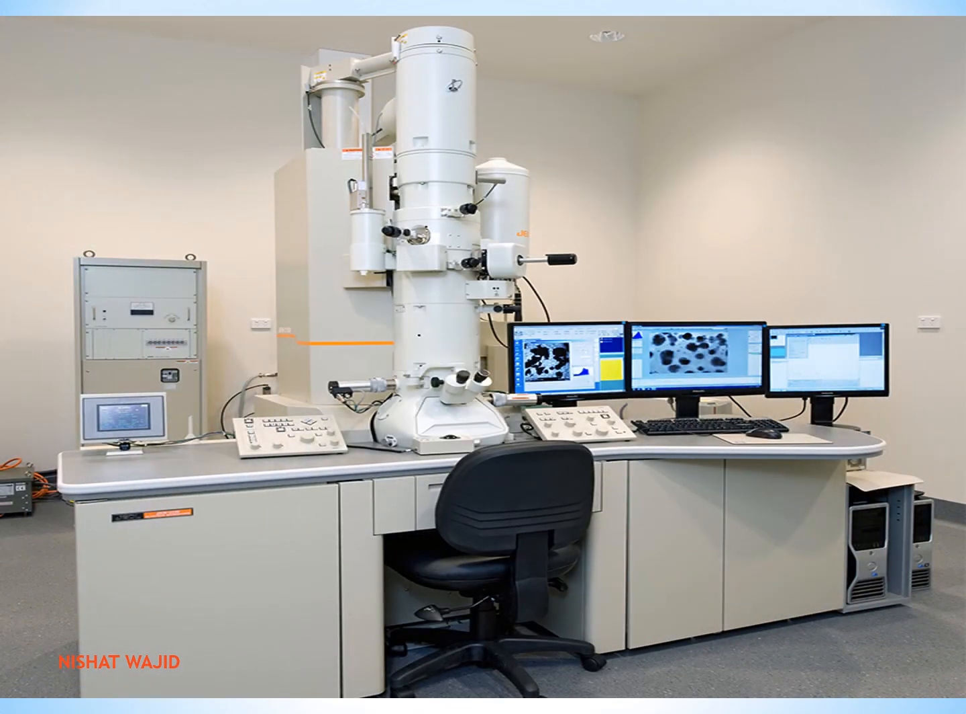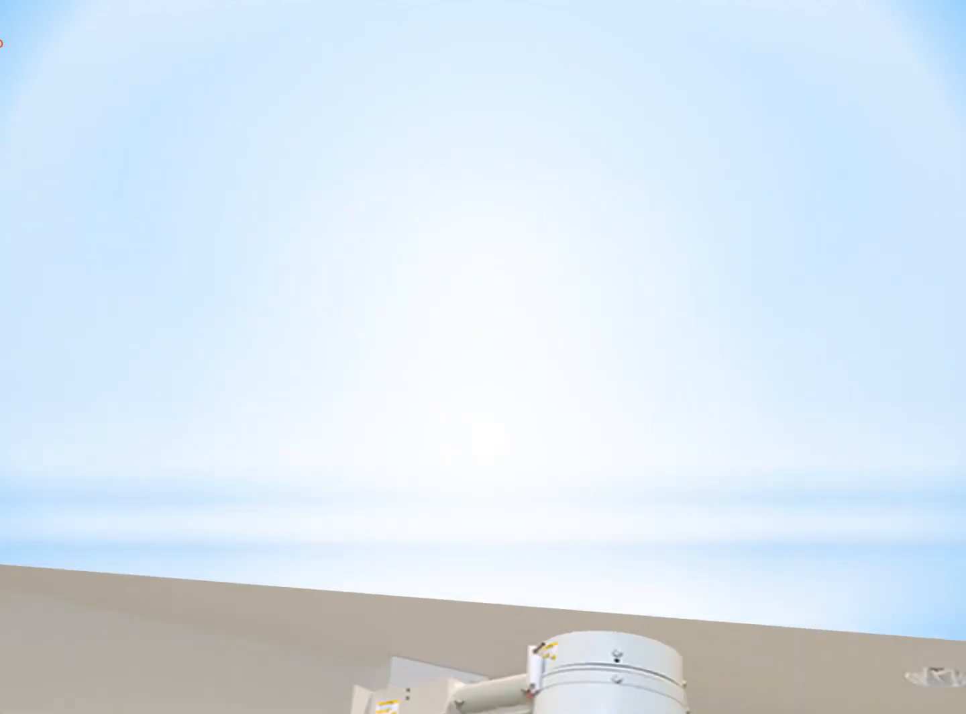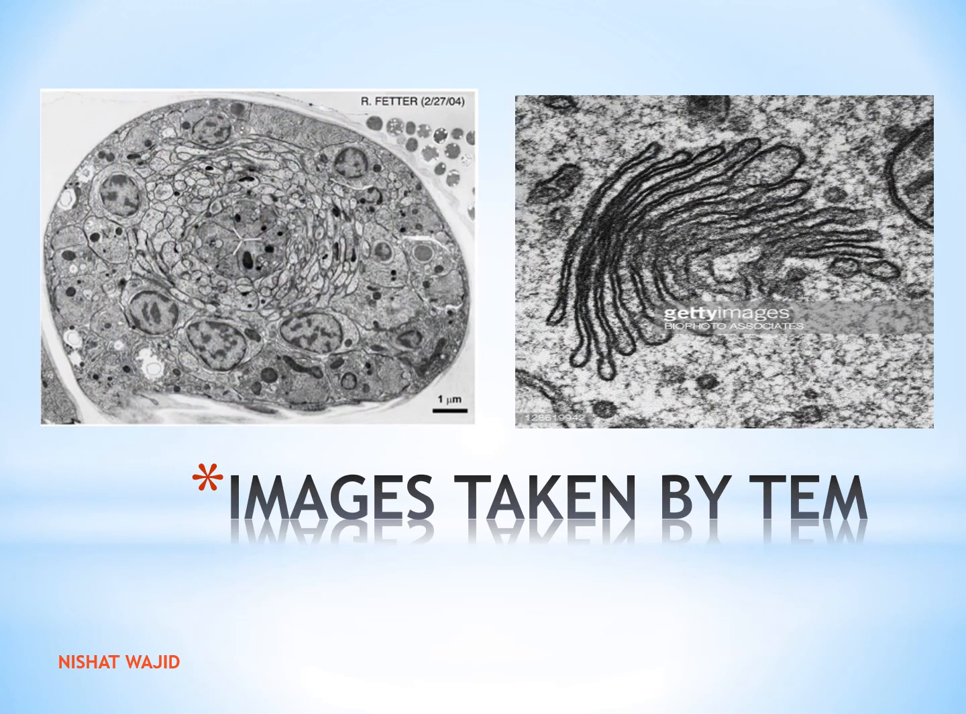This is the diagram of transmission electron microscope, which is very complex and large. These are images taken by transmission electron microscope. On right side there is image of Golgi bodies and on left side there is image of cells showing internal structures.